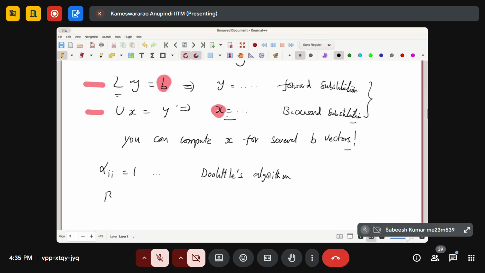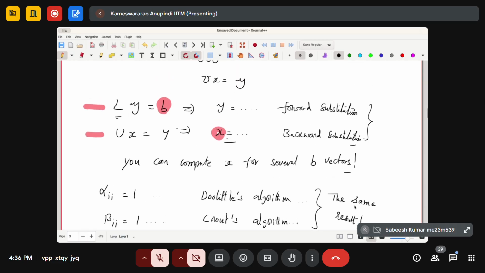But if you say, I'm not going to keep alpha ii as 1, but I want to keep beta ii as 1, that is called Crout's algorithm. Both are essentially the same, in terms of number of operations and the result. They give the same result, so it's a matter of convenience how you want to put it. Both are possible. But keeping unknowns other than 1 along the diagonals for both of them is not correct, because it's going to create more unknowns than you can solve.